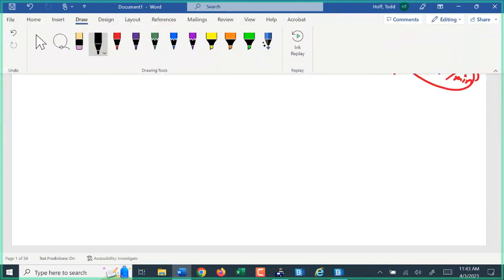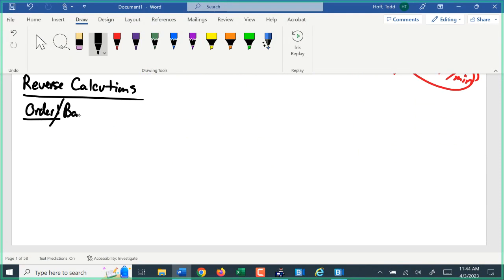So then we looked at reverse calculations. And so reverse calculations meant we weren't necessarily given all of the information to set up the infuser. We had to take the information we were given and work backwards to it. So one of those would be to look at the order or the bag. So either it's the full doctor's order or it's just the size of the bag.